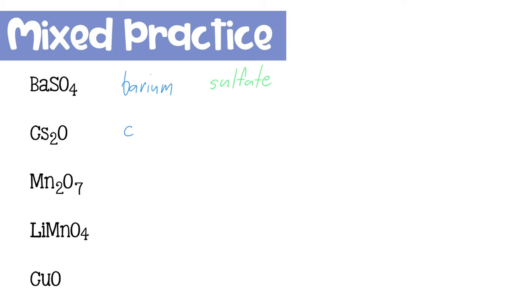Next, let's look at Cs2O. Cs is cesium and O is oxygen, which changes to oxide, so we have cesium oxide.